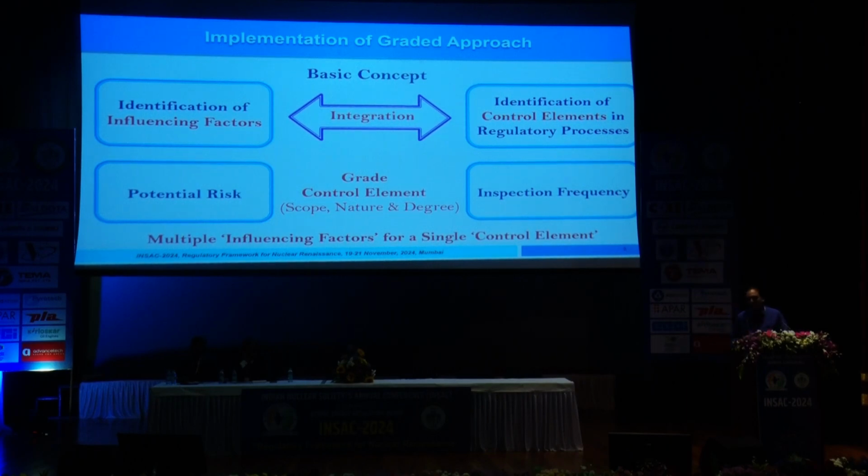So finally, once control elements are decided for all regulatory processes, as well as influencing factors, the regulator's job is to integrate these two. There could be multiple influencing factors for a single control element, and he has to finally decide the scope, nature, and degree of controls.